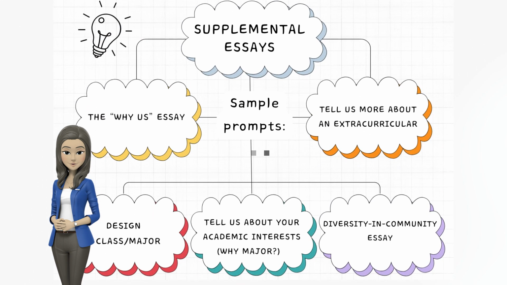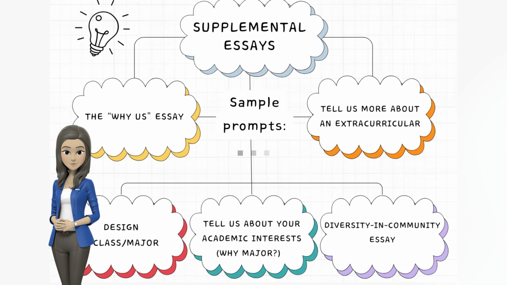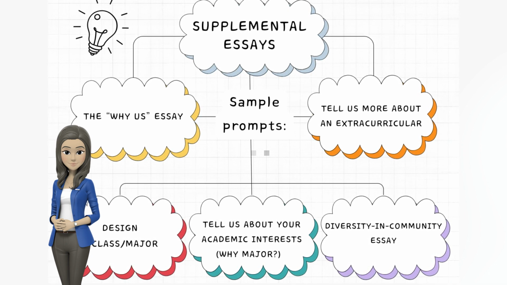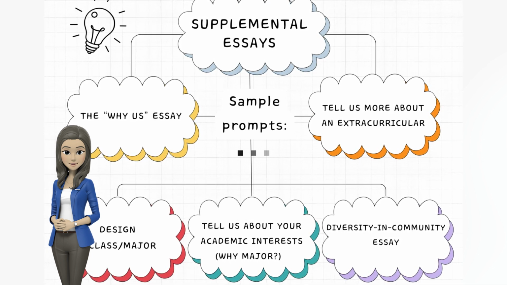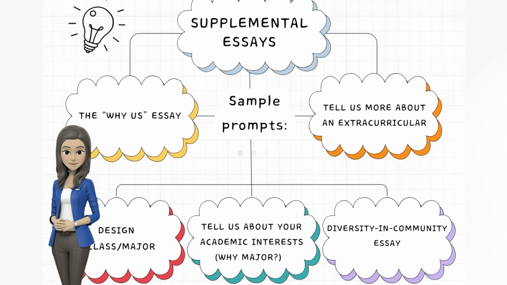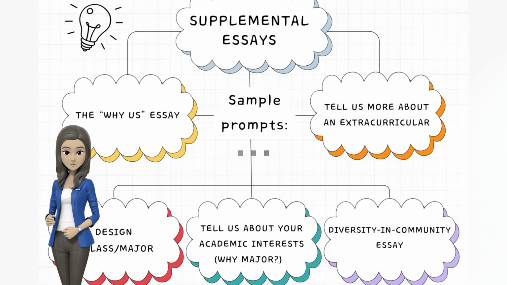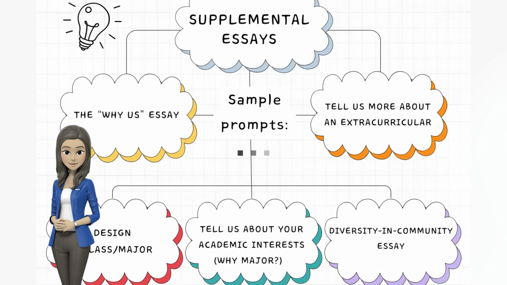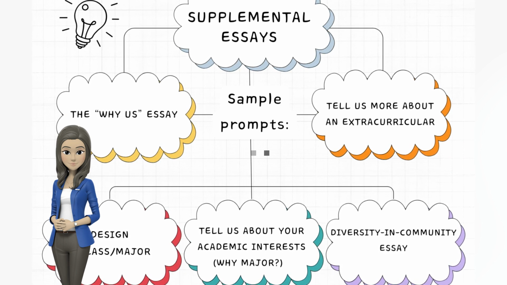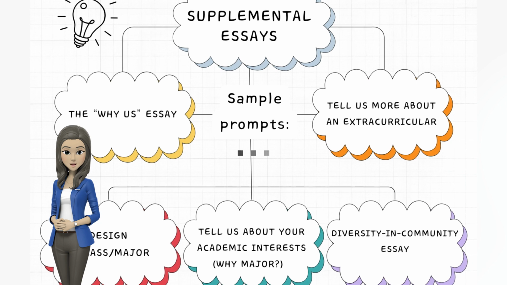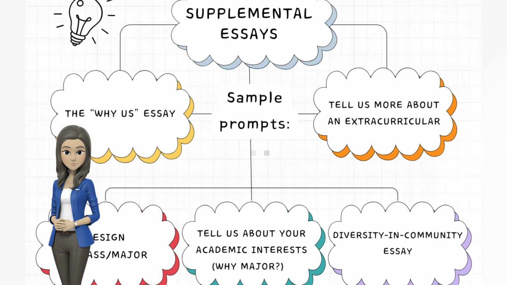Now, supplemental essays are not offered by every school, but are becoming more common as the application process becomes more holistic. So these are specific to each school. Each school will have a designated number of supplementals that you have to fill out. And they do take a period of time, but they're generally only 250 to 350 words. Some examples are the why us essay. In other words, why do you want to go to this college? Tell us more about an extracurricular, design a class or major. Tell us about your academic interests. In other words, why do you want to major in X major? And diversity or community essay.